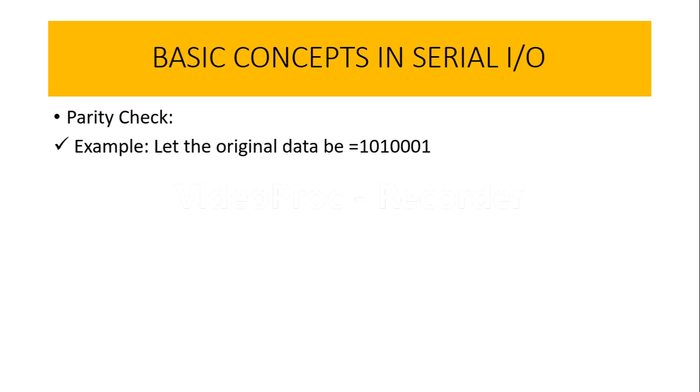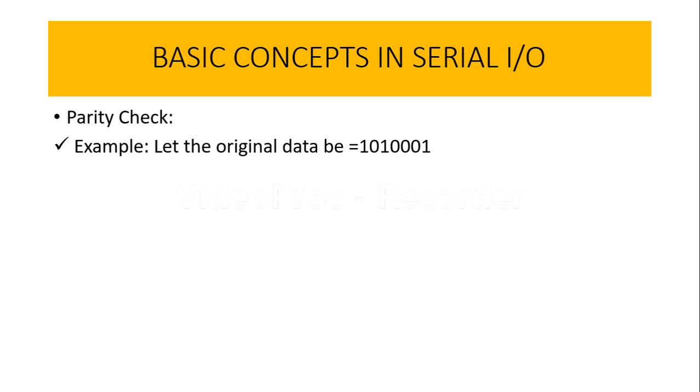What exactly we are going to do here is append a parity bit to the original data to create an odd or even number of ones. So in the parity check we have either even parity or odd parity. Let me explain the concept with an example. Here I am assuming the original data we want to transfer is 101 0001. So this is the original data.